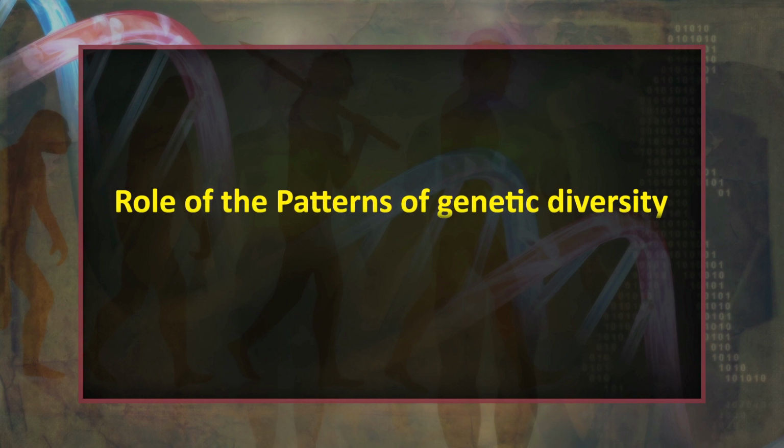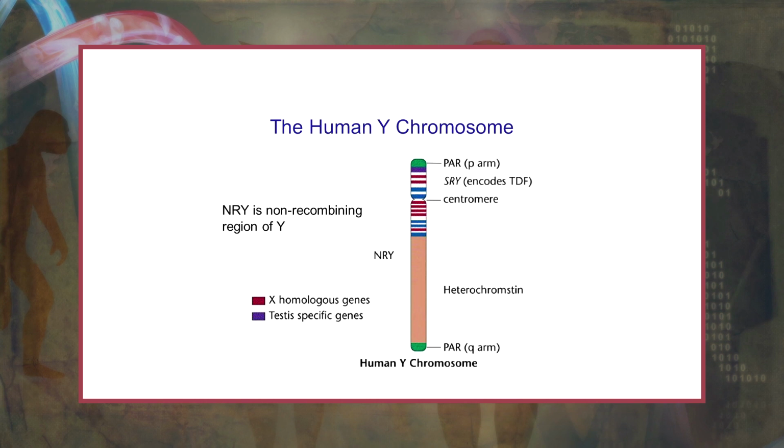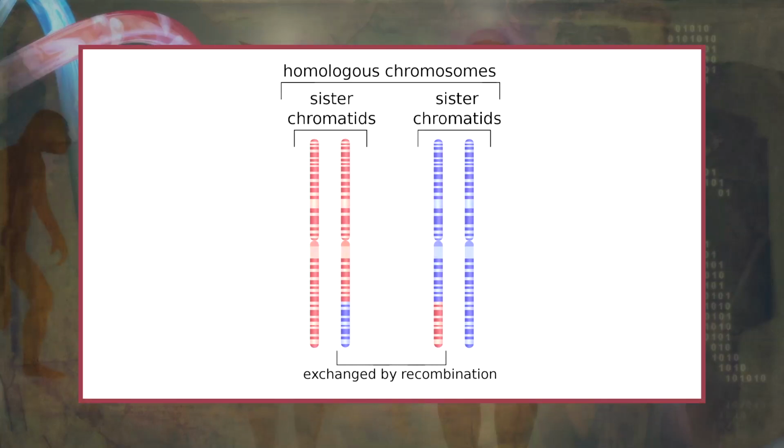Dear students, let's talk about the role of the patterns of genetic diversity in human evolutionary history. Studies of our evolutionary history have benefited enormously from analysis of mitochondrial DNA and the non-recombining portion of the human Y chromosome. Because these two regions are not shuffled by recombination, they are transmitted intact from one generation to the next generation, revealing the paternal and maternal lineage of a population.